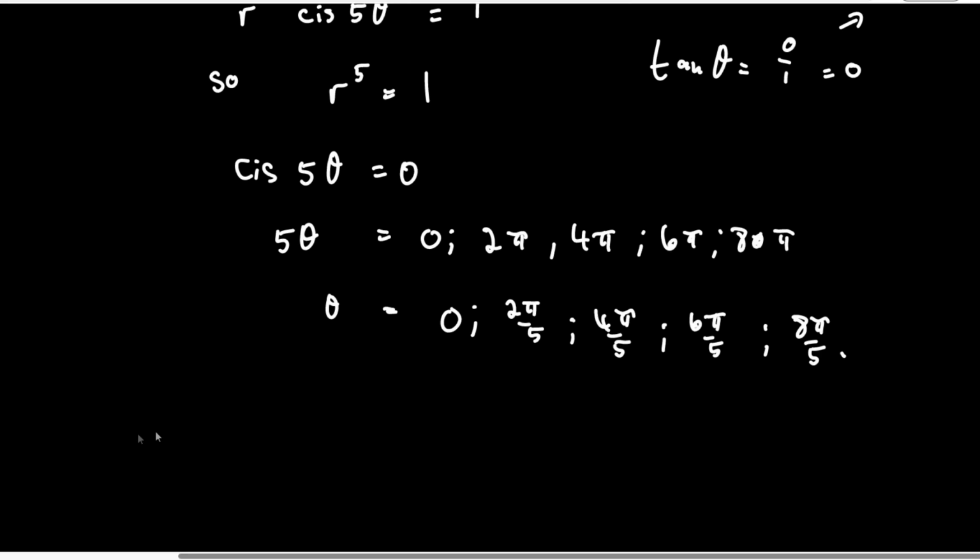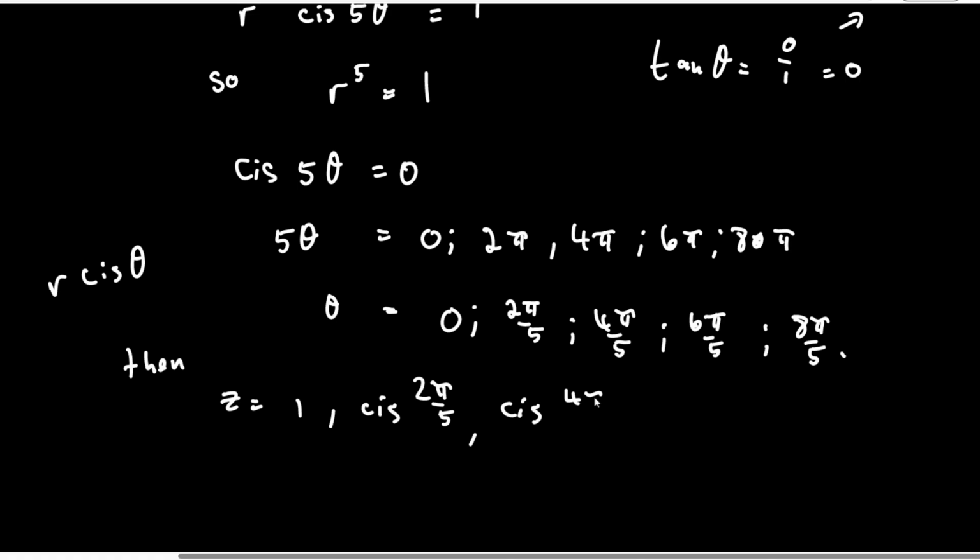So then we can say z will then be 1, right? Because it's r cis of theta. So it's either going to be 1, and it's going to be cis of 2 pi over 5, cis of 4 pi over 5, cis of 6 pi over 5, and cis of 8 pi over 5.